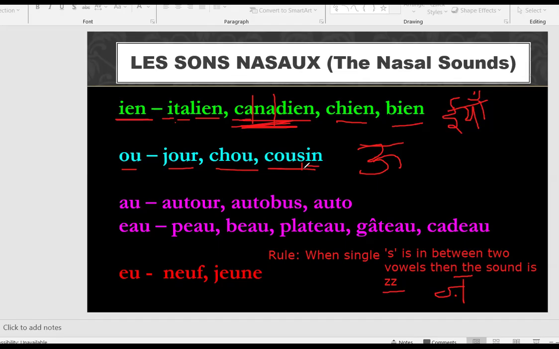Okay. But when you have double S in French, double S ka pronunciation is sir, only sir. Okay, double S is pronounced as sir. Okay, so this you have to take care. So this is cousin. Okay, can you read it? Cousin. Right, cousin.